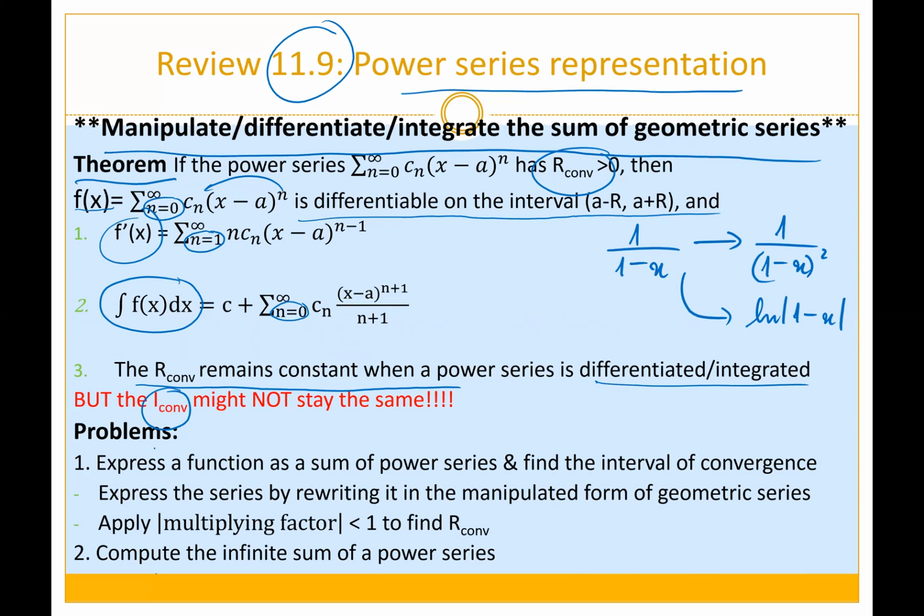And some of the problems that you might be asked in this section is to express a function as the sum of a power series. So that's what I just said. You either integrate or differentiate one of the functions that you already know and find the interval of convergence. First, you express it by rewriting it in the manipulated form, which is integrated or derivative, and apply the fact that your multiplying factor is smaller than 1 to find the radius of convergence. And also, you might plug in the endpoints if you're asked to find the interval of convergence.